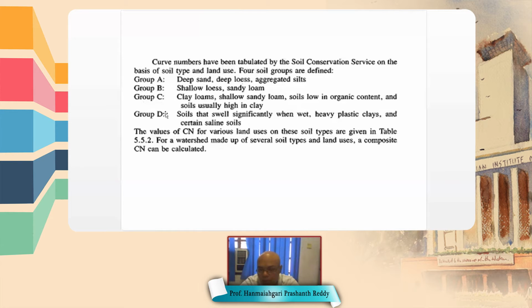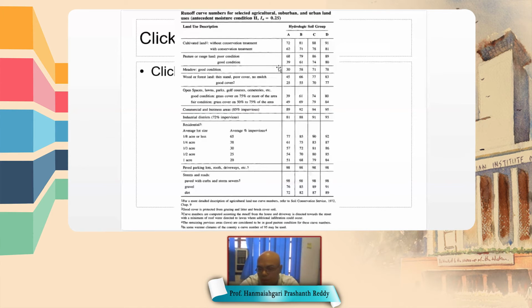So this table is given by the SCS, that is Soil Conservation Service, and this table is given for normal conditions. They are divided depending upon the antecedent moisture conditions. They divided soil into three types, that is class 1, class 2, class 3. Class 2 refers to normal conditions, whereas class 1 refers to dry condition, whereas class 3 refers to wet condition.